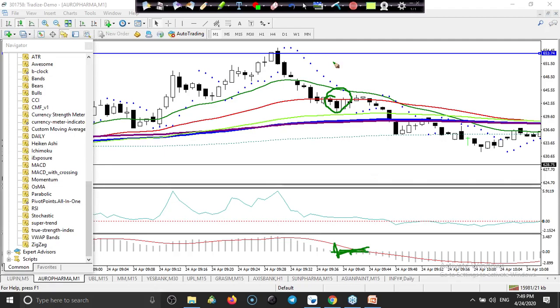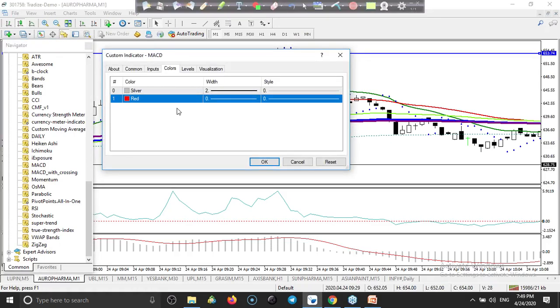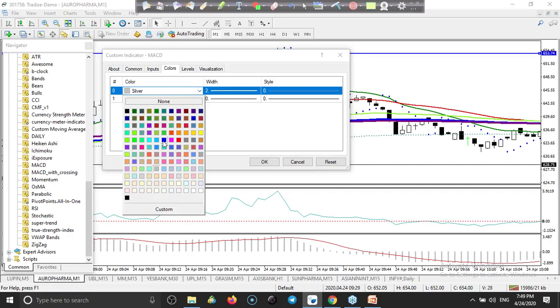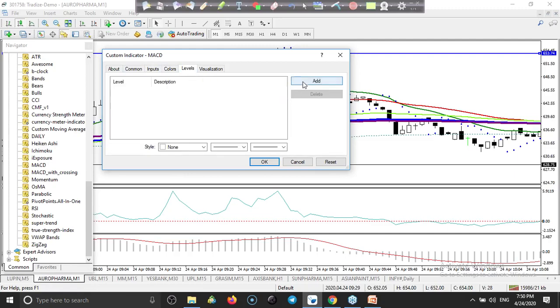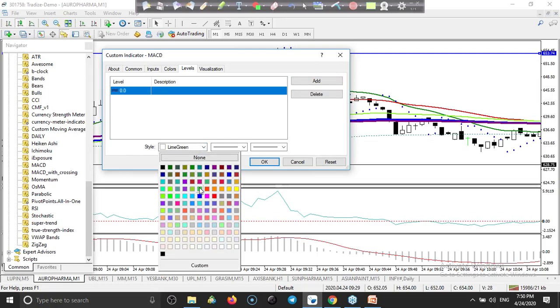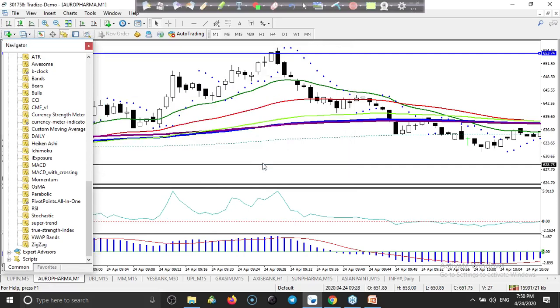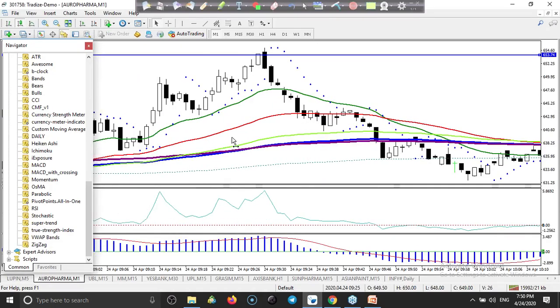Let me tell you one secret. Most people like MACD, but if you use the 50 exponential moving average, it is the same as MACD. Very clear, very easy. Let me show you so you come to know. Let me change the color and input. You use the zero level and I use one, with this type of color. Have you seen it? Is it clear?